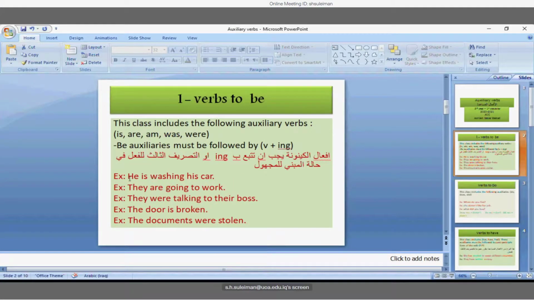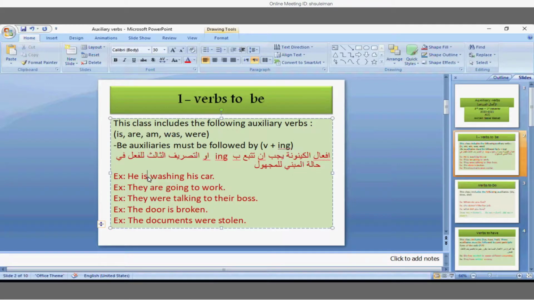For example, here we have many examples to make the idea much clearer. We have: he is washing his car. He is washing his car. Notice here the auxiliary verb which is, followed by a verb with ing. هنا عندي فعل المساعد is بما أنه الفاعل مفرد he والفعل المساعد متبوع ب ing.